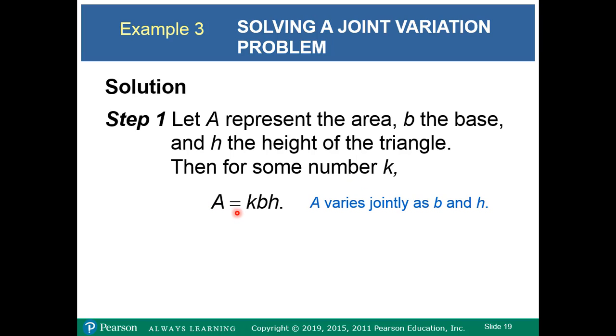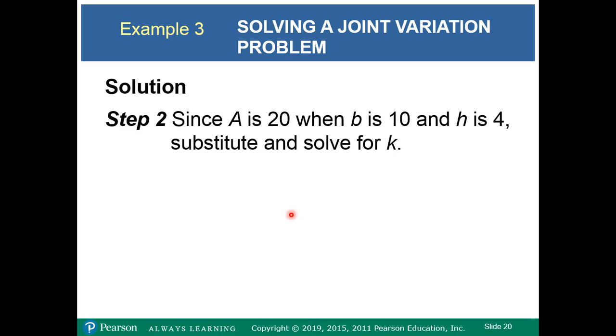So we know that A is equal to K times B times H. Now we use the information about the first triangle: A is 20 when B is 10 and H is 4. So now we're going to solve for K. We multiply and we get 40, and then we divide both sides by 40, and we get K is equal to 1/2.